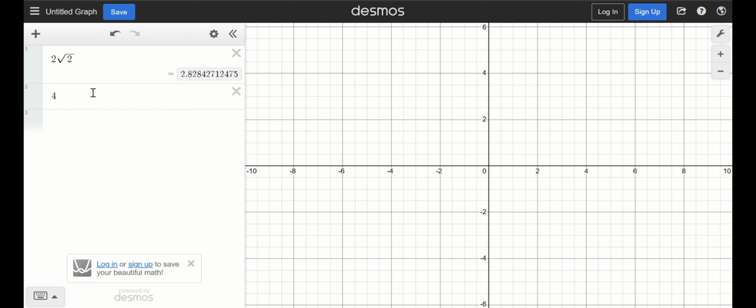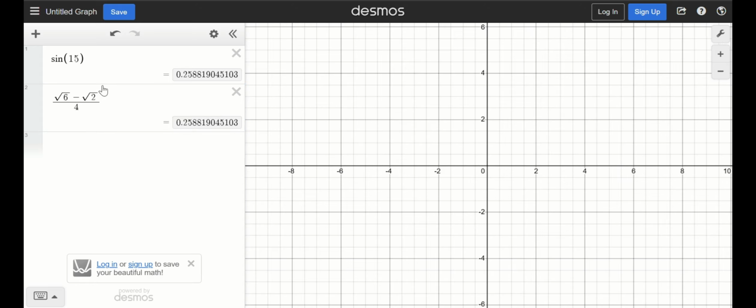Now let's actually see that. Sine of 15 degrees. Okay, it has to be in degrees. Change that to degrees. Square root of 6 minus the square root of 2, whole thing over 2. Okay, I was wrong. It's actually the whole thing over 4. But you can see that they are nearly identical.